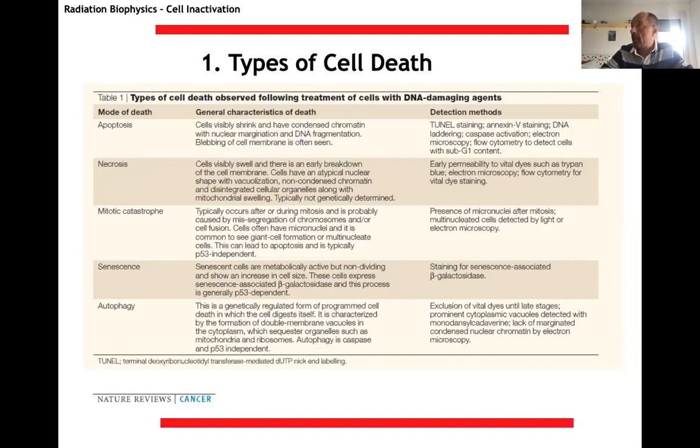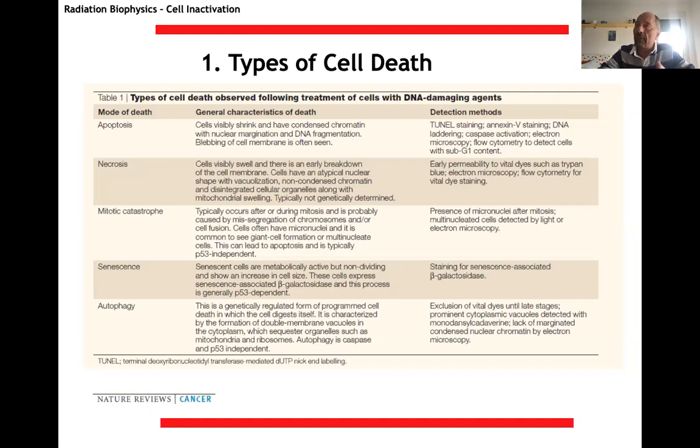Senescence, which is also very important in radiotherapy, is when the cells are still metabolically active but non-dividing, and show an increase in cell size. So essentially they are not really completely dead, but they don't grow anymore. That's what can happen to tumor cells. Tumor cells sometimes go into senescence, and this is good, of course, because then they stop growing. Because the cells express a beta-galactosidase enzyme, it's easy to stain them for senescence. With beta-galactosidase, they give you immediately an idea whether the cells are going into senescence or not.